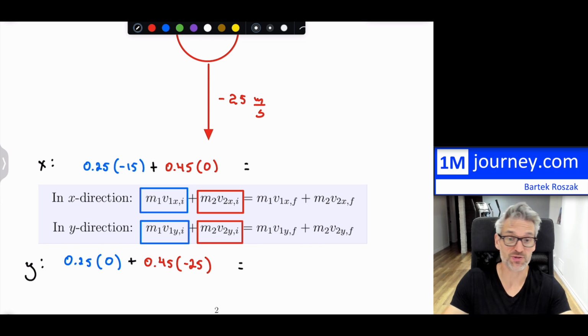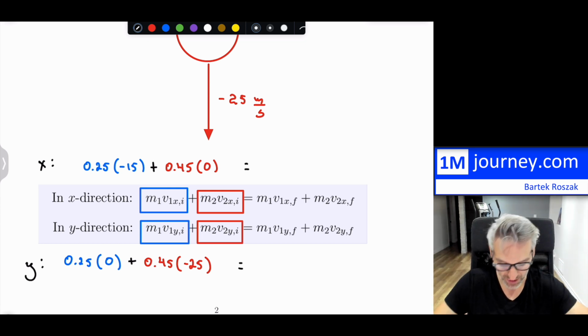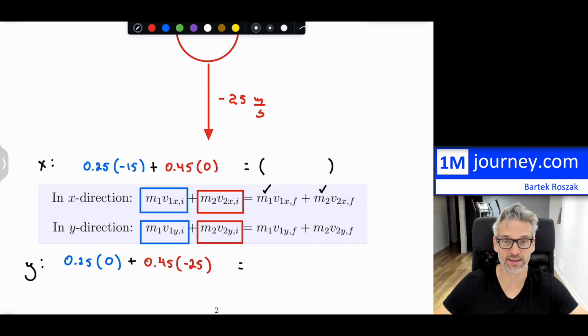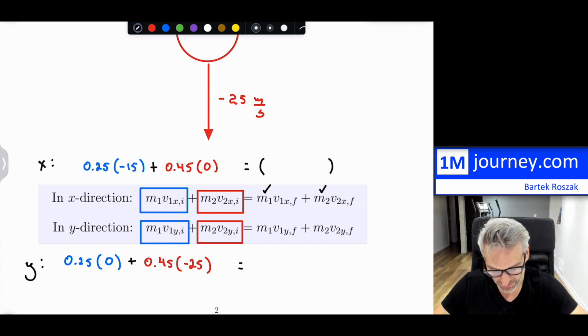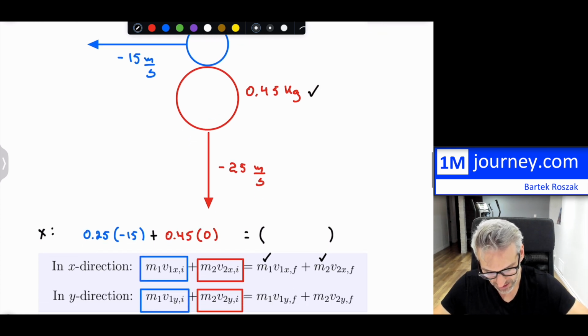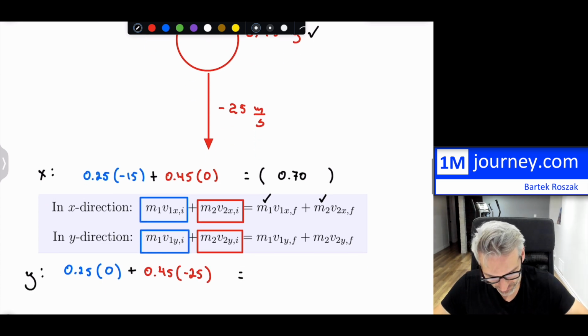So they stick together. Well, what does that mean? If you remember from one dimension, if they stick together, then they only have one full mass, right? There's no longer necessarily two objects. So within here, if they stick together, that means M1 plus M2 are going to be combined. And if you do that, this is 0.25 plus 0.45, so I guess it's 0.7. All right, so that is the mass. And then on the y direction, of course, the mass doesn't change, so that's going to be still the same thing.